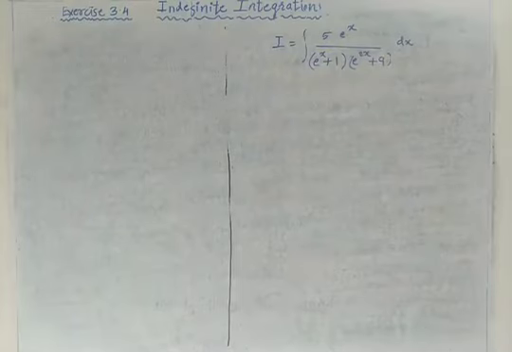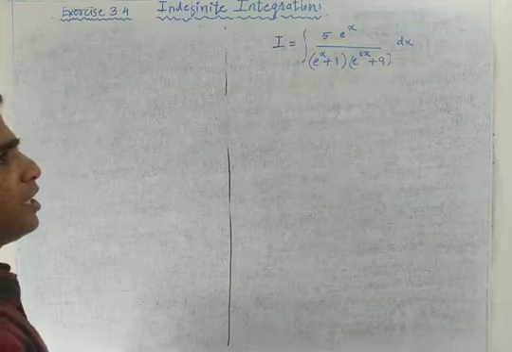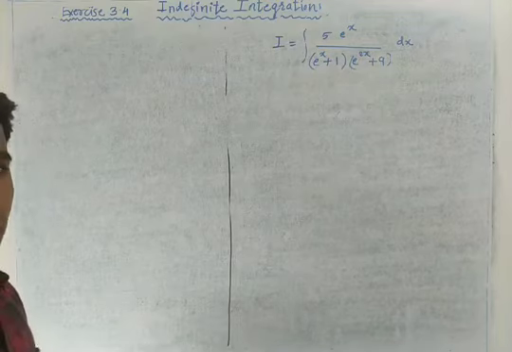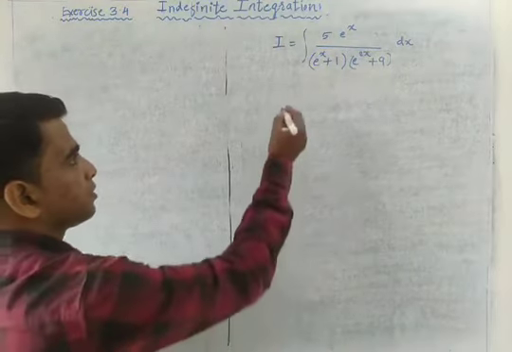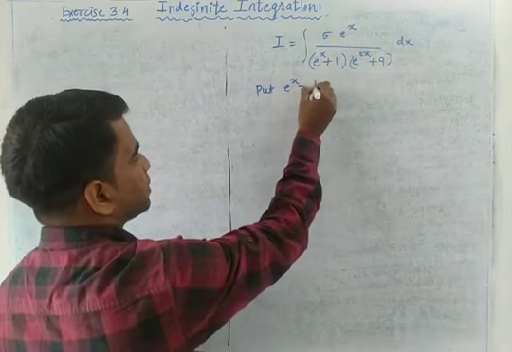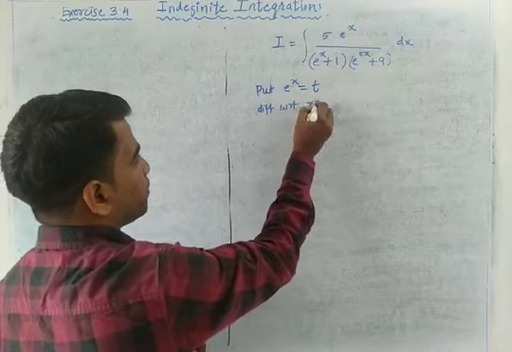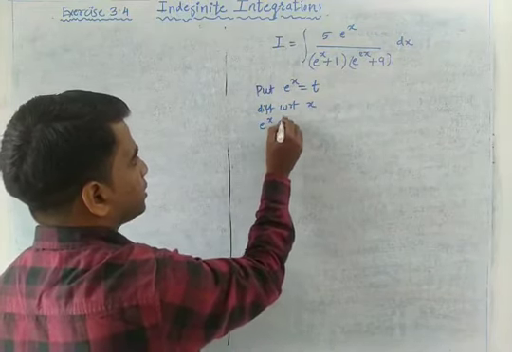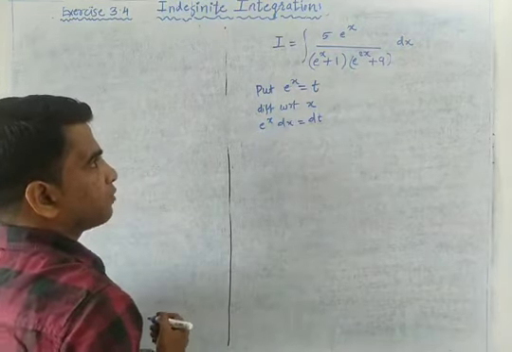The next question: integration of 5 e raised to x upon (e raised to x plus 1) into (e raised to 2x plus 9). Get that? But e raised to 2x is similar to (e raised to x) squared, because powers are multiplied. So now in this example we start with substitution. Put e raised to x equal to t. Now differentiate with respect to x, we get e raised to x dx is equal to dt. That is, the numerator we can easily convert in terms of dt.